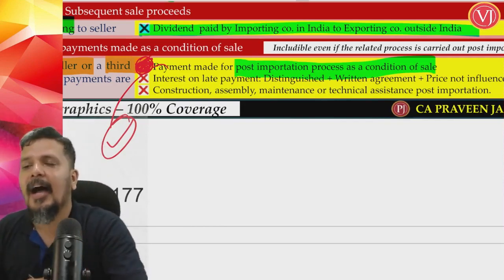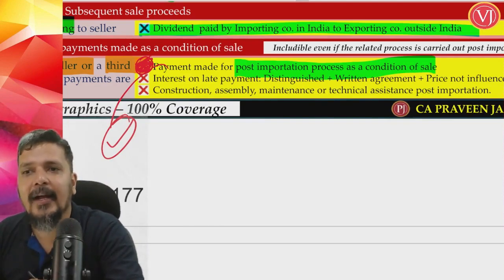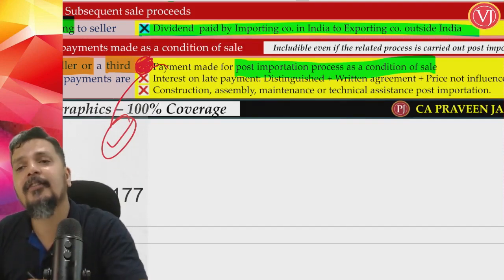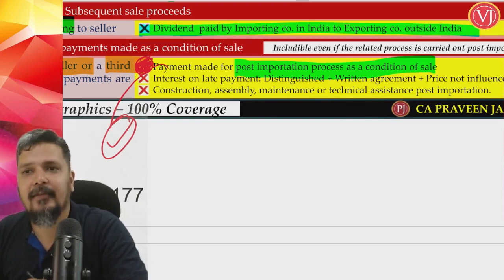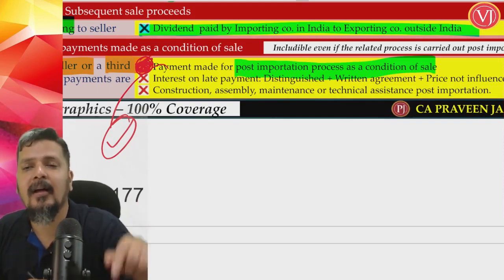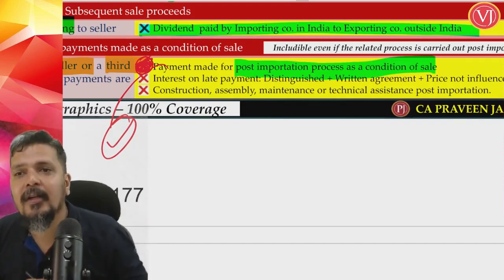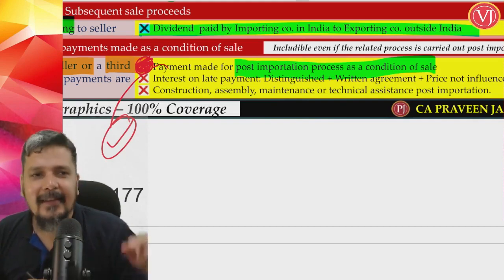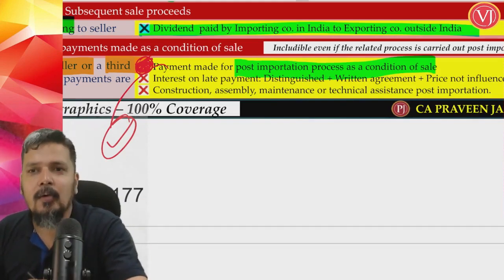I'll make your life simple. I have imported a second-hand machinery. I am paying 1 crore. The machinery is to be deinstalled from USA. For that I am paying 10 lakhs. That 10 lakhs I'm paying not to the seller, I'm paying to the engineer on behalf of seller. So on what value do I have to pay import duty? 1 crore plus 10 lakhs. Why? That 10 lakhs was a condition of sale. To sell, that machinery has to be deinstalled.